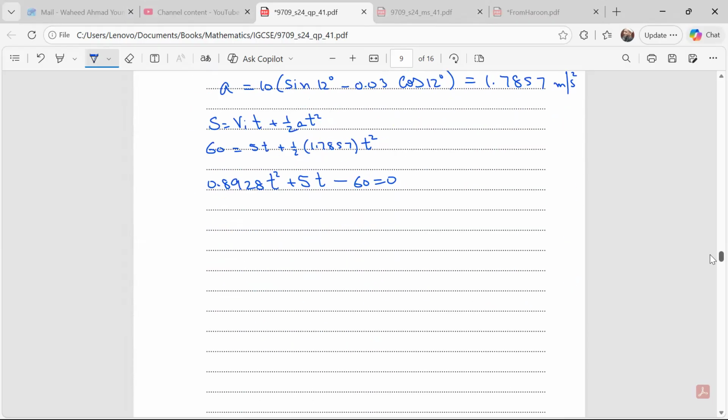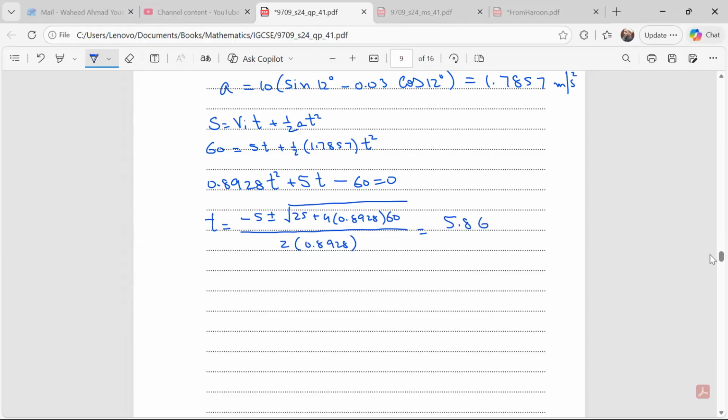Okay, so let's try to solve this quadratic equation. So t is going to be minus 5 plus minus under the root 5 square minus 4ac, right? B square minus 4 times a, which is 0.8928, into c. C is negative 60, so it's positive, and 60. And divided by 2a, 2 times 0.8928.